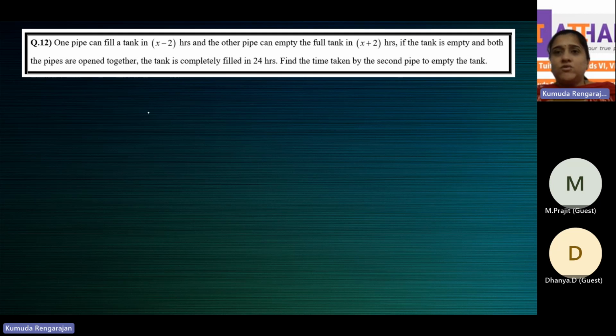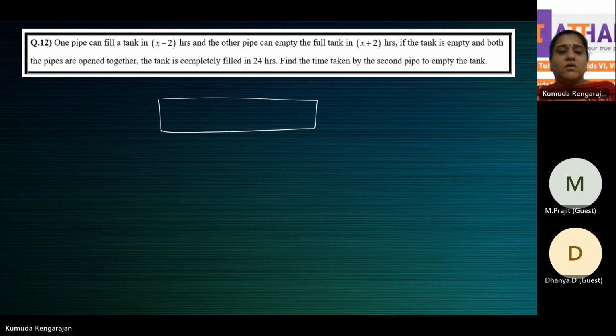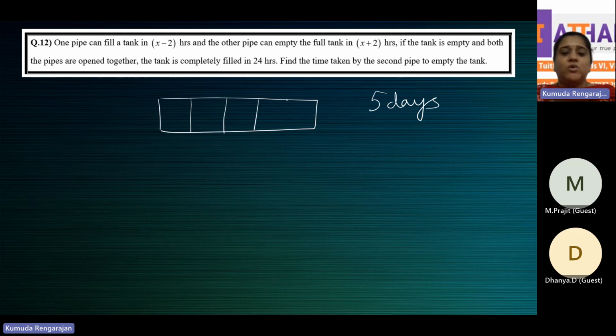Now, supposing I give you a piece of work, and you can finish it in 5 days. So that means you divide the work into 5 equal portions, and you're completing 1/5 of the work every day.